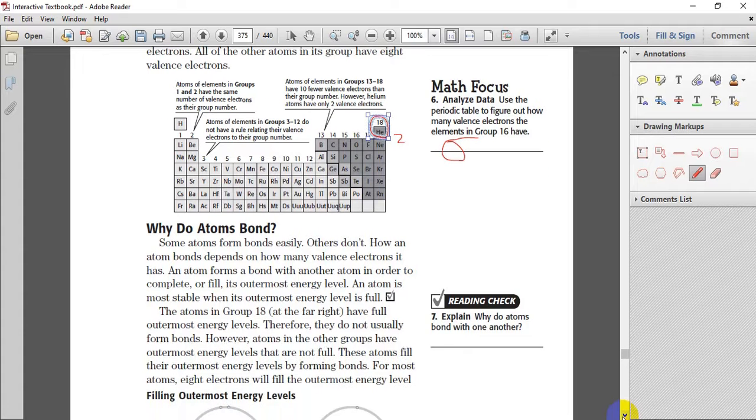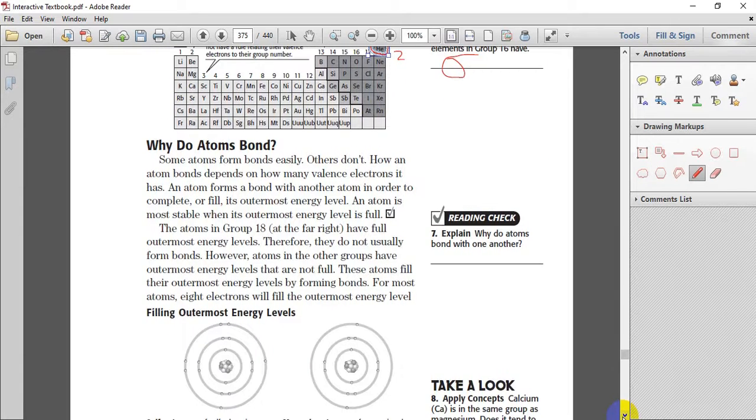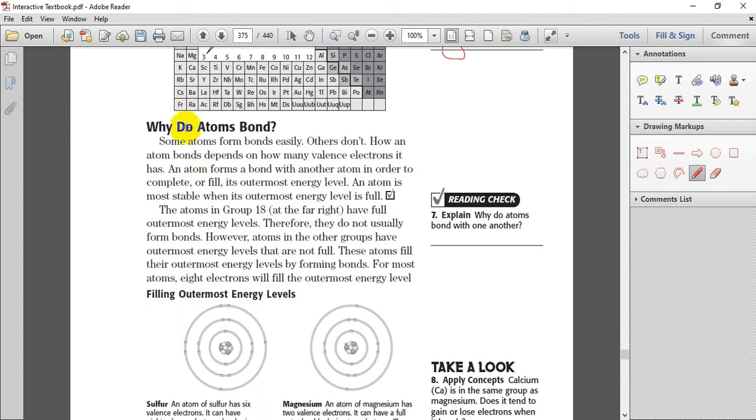Okay. So in this question 7, why do atoms bond? Some atoms form bonds easily and others do not. Like the noble gases, they are very stable. They don't make bonds with other atoms. Very rare. An atom forms a bond with another in order to complete or fill the outer shell.